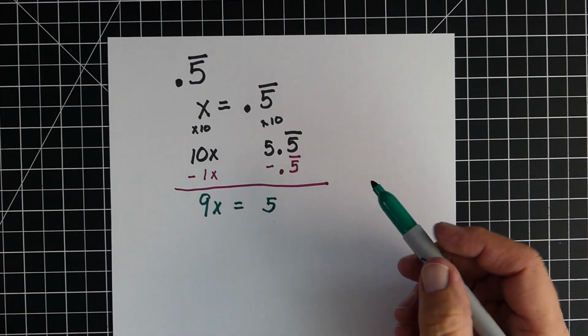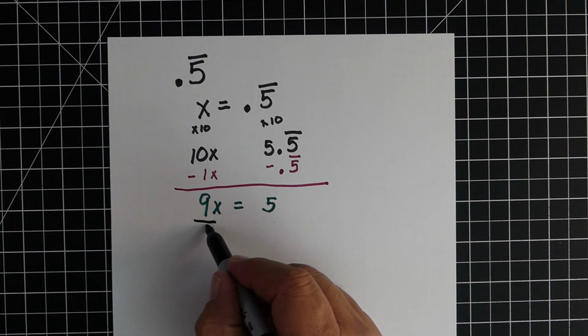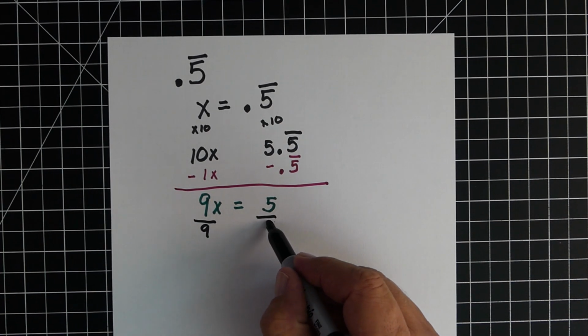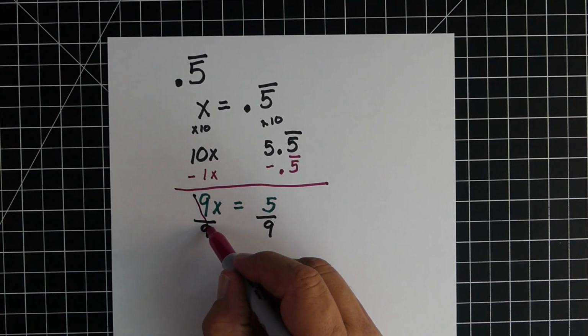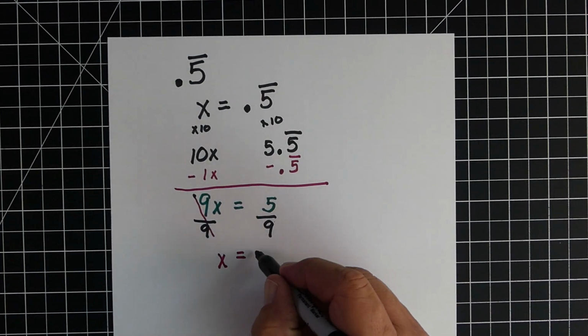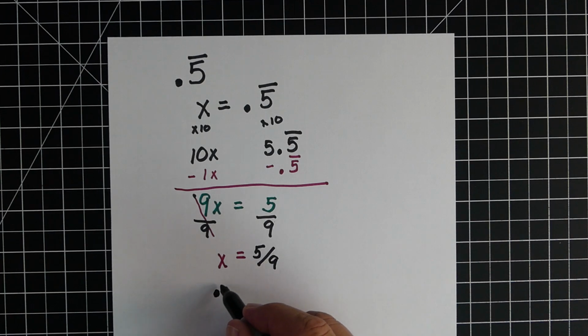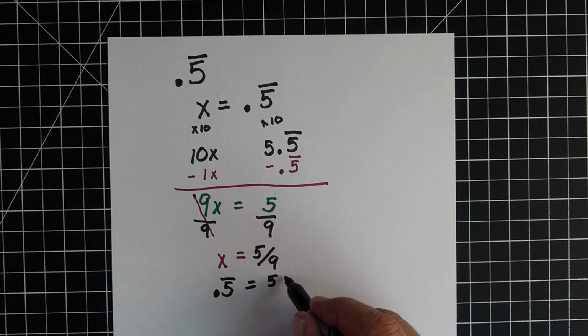So 9x equals 5. Because we have a one-step equation here, we're just going to divide both sides by 9. On the left side, we're getting rid of the 9, and we're left with x. On the right side, we already have a fraction, 5/9, so we'll just keep 5/9. So 0.5 repeating equals the fraction 5/9.